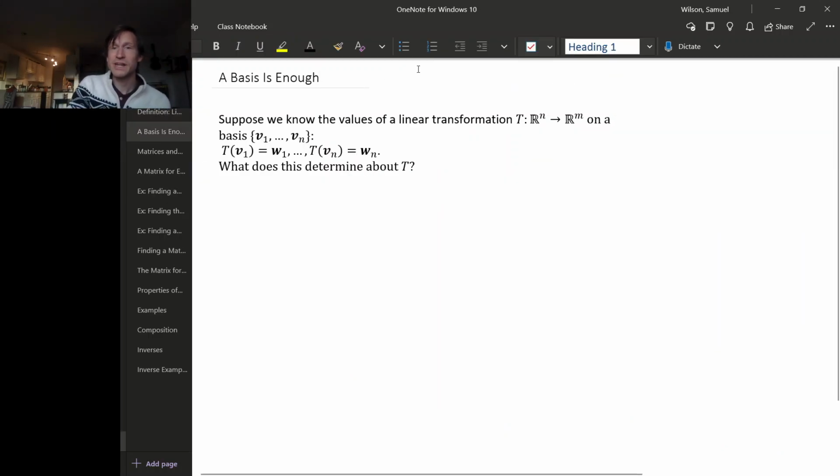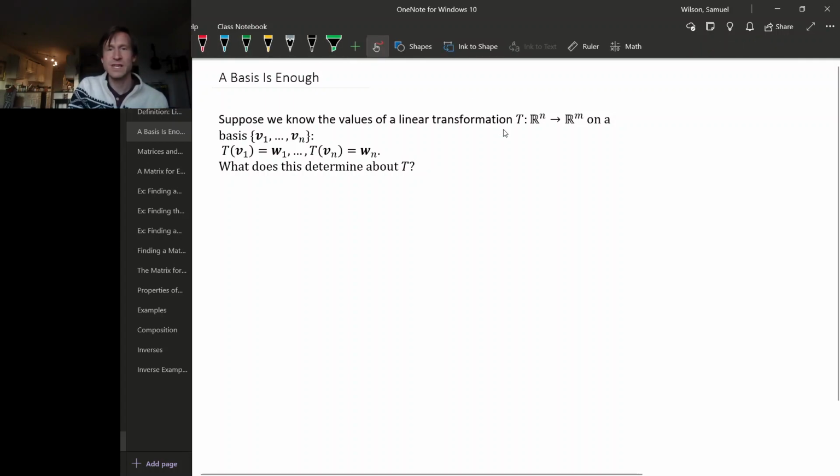So let's suppose that we have a basis. So suppose we have a linear transformation, t, and we know what t does to a basis. So you can see we don't have a full formula for t. We only know what the linear transformation t does to this basis v1 through vn. And there has to be n vectors in this basis because it's a basis for Rn. So what does this tell us about t? Well, let's see. Suppose that we have any old vector v in Rn, right?